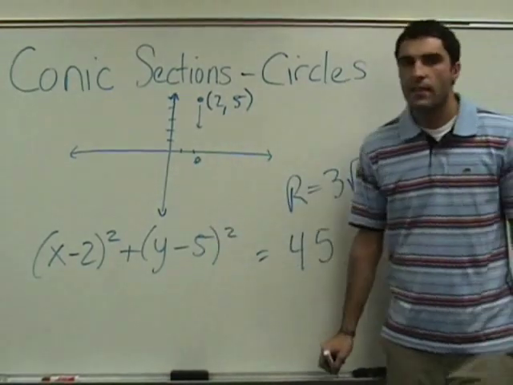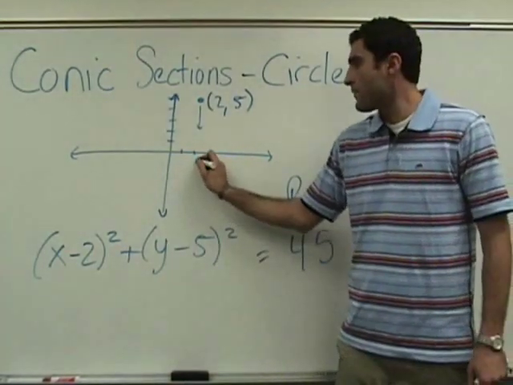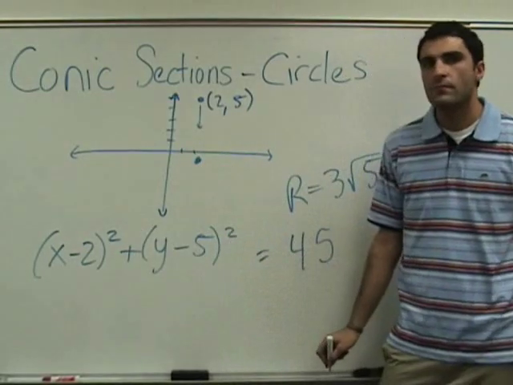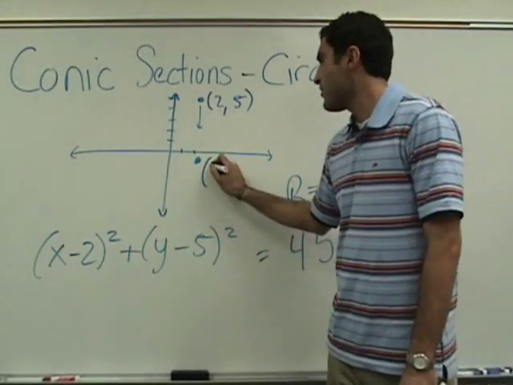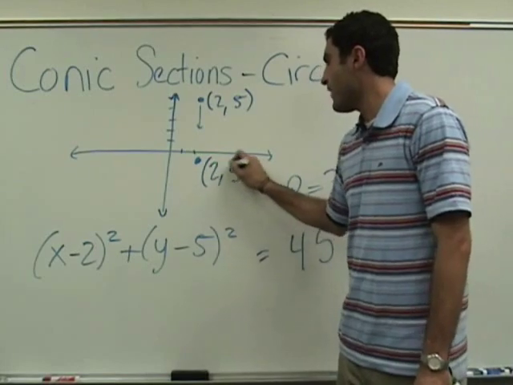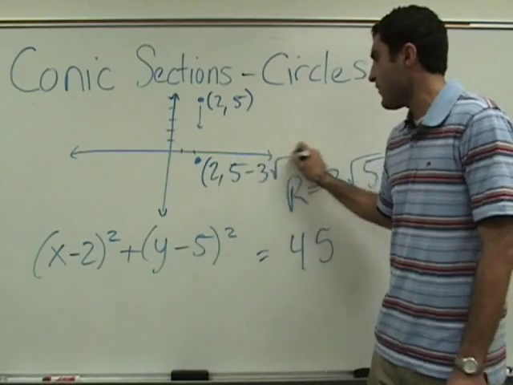I don't know how to get that. So what is this point? Negative 1, 5. Check it out. No, 2, 2. 5 minus 3 root 5.